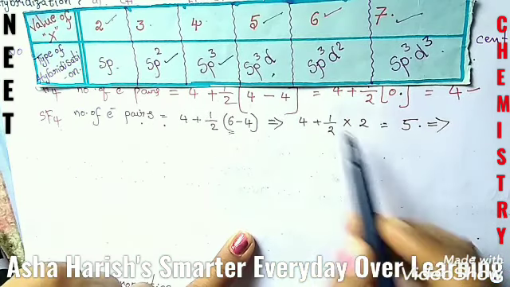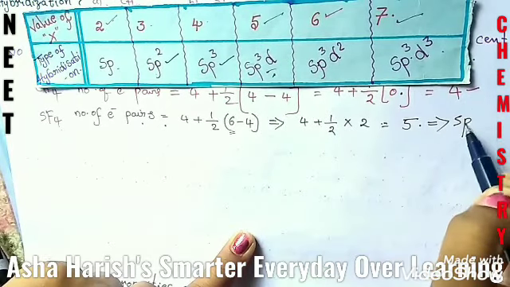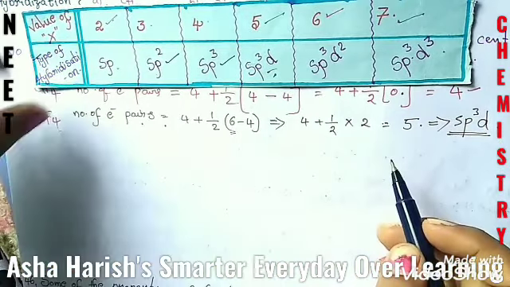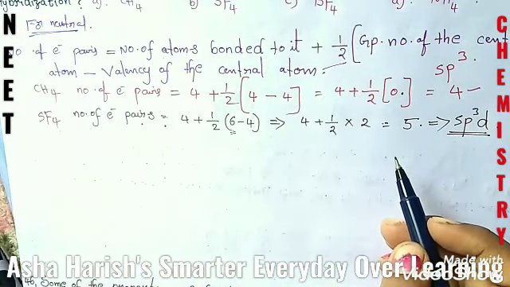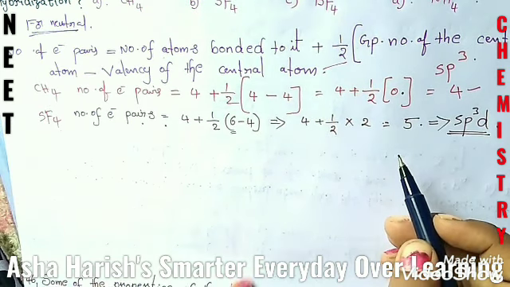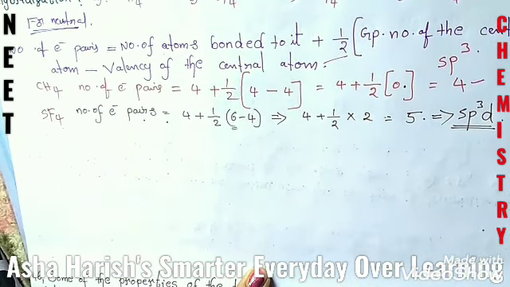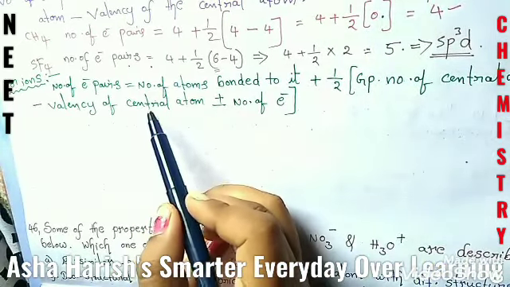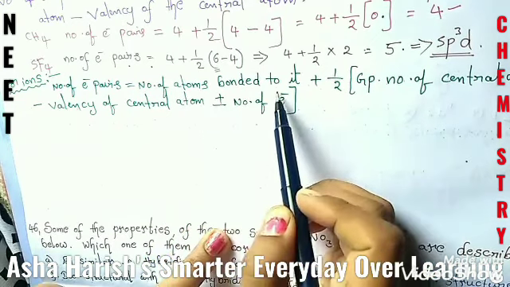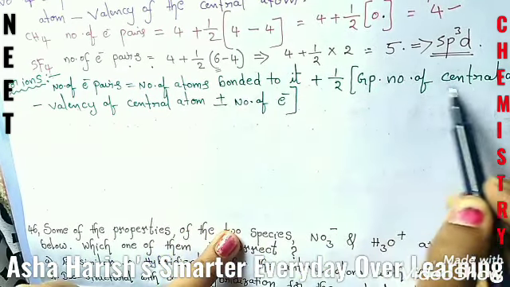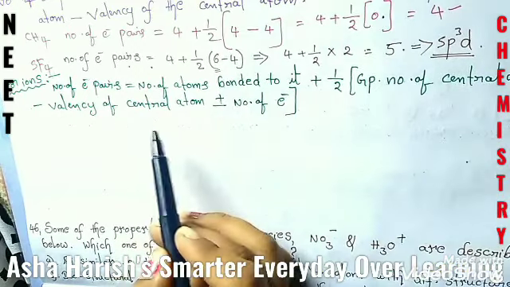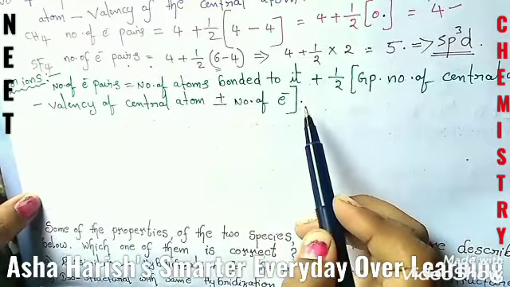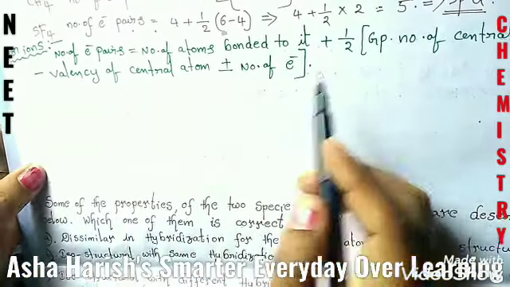If the number is 5, hybridization should be sp3d. Okay students, now for ions. Those were the molecules, the neutral ones. For ions, what formula do we have? Number of electron pairs is the number of atoms bonded to it, plus half into group number of the central atom, minus valency of the central atom, plus or minus number of electrons. Basing upon this formula we need to calculate for the ion.